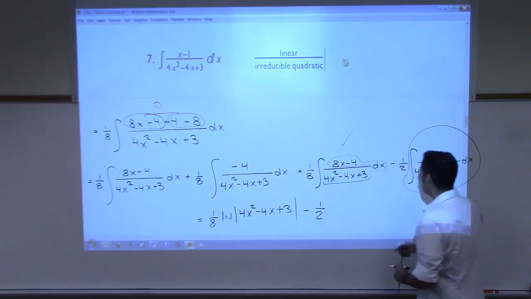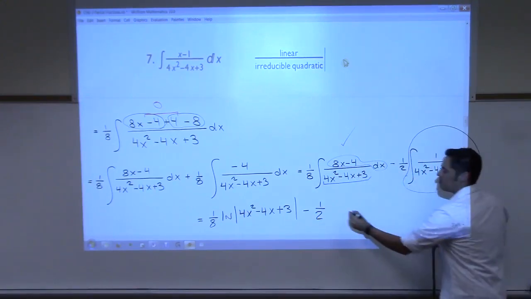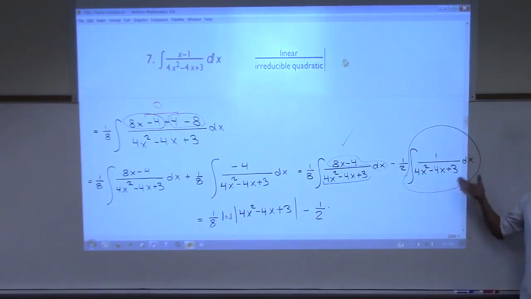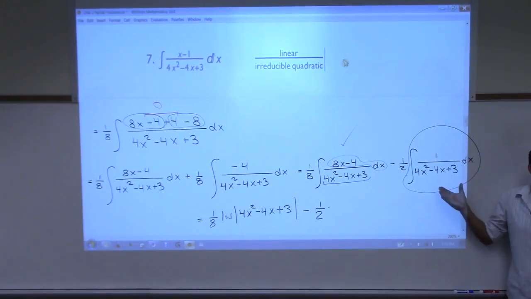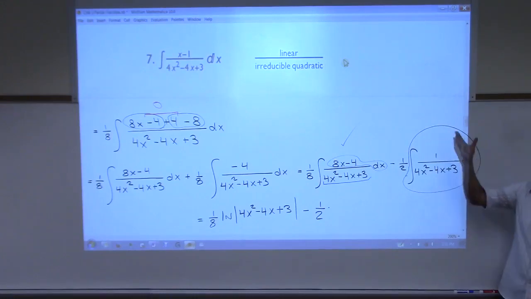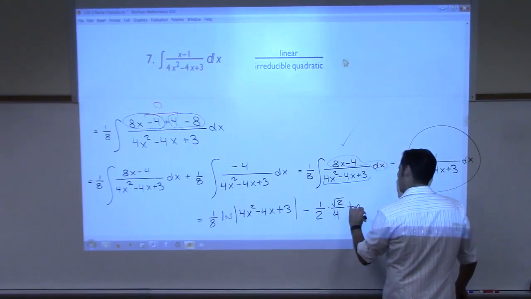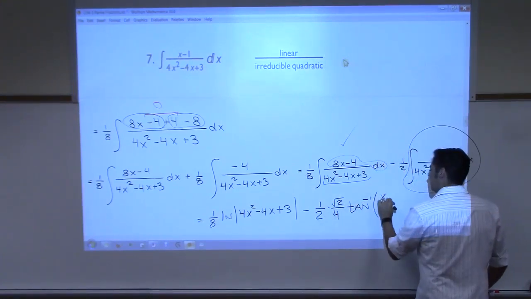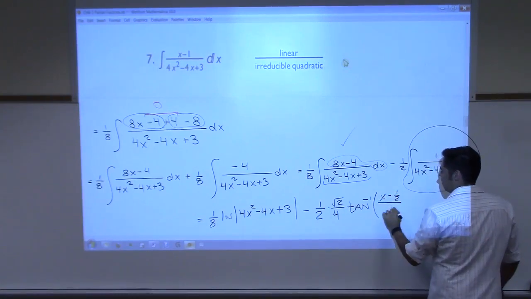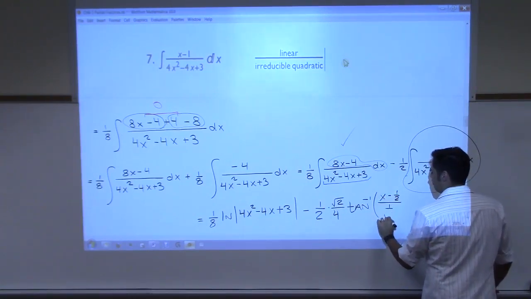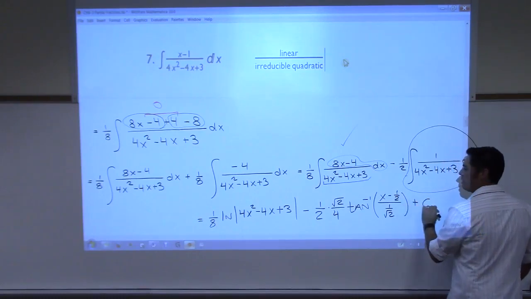All right, I have minus 1/2 times... Now, I circled this because I want everyone to appreciate the amount of work that that would now require. But since we just did this problem in the previous one, we can just put the answer in here. Which is root 2 over 4 arctangent of x minus 1/2 over 1 over root 2, plus c.